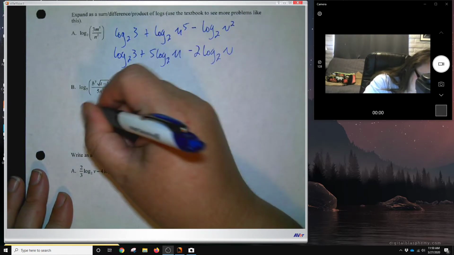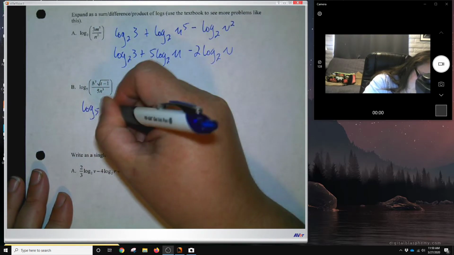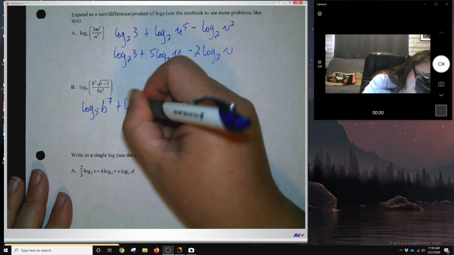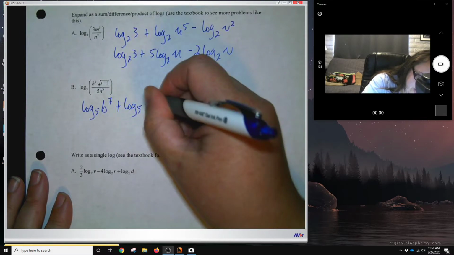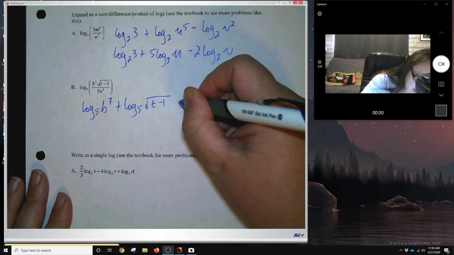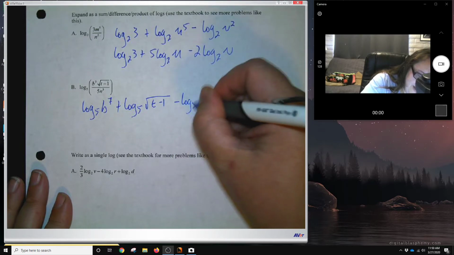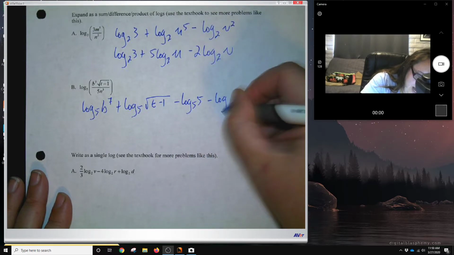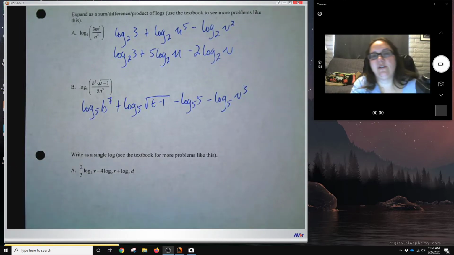Let's do the same thing here. Log base 5 of b to the 7th plus log base 5 of the square root of t minus 1, minus log base 5 of 5, minus log base 5 of n to the 3rd.